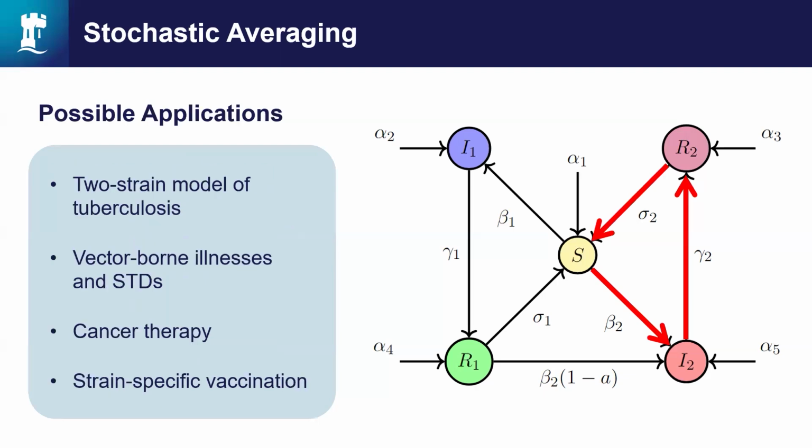Okay, and some reasons why we might want to look at models where we have one strain acting much faster than the other. Examples in the literature include things like tuberculosis, vector-borne disease, illnesses and STDs, certain types of cancer therapy, and strain-specific vaccination. So anything where we're looking at something that's already endemic, and then we bring in something that's incredibly virulent and acts very, very quickly.